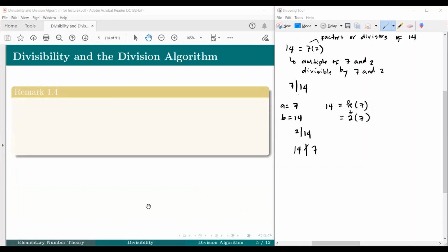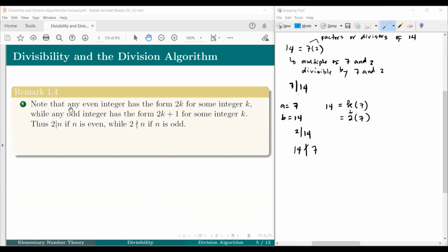So let's have here remark 1.4. Note that any even integer has the form 2k for any integer k, just like 2 times 1 is 2. Next even number is 4. It could be written as 2 times 2, where k is 2. Another is 8. 8 is an even integer, so we can write 8 as 2 times 4. So 4 then is equal to k.